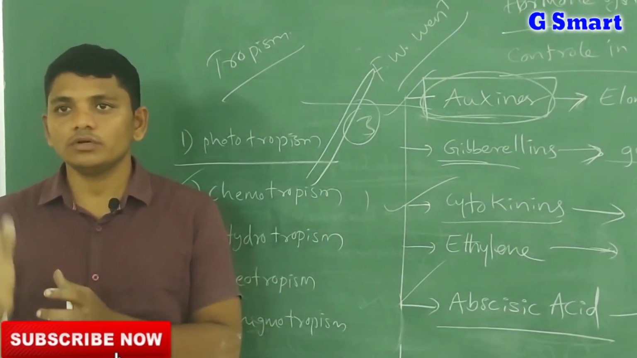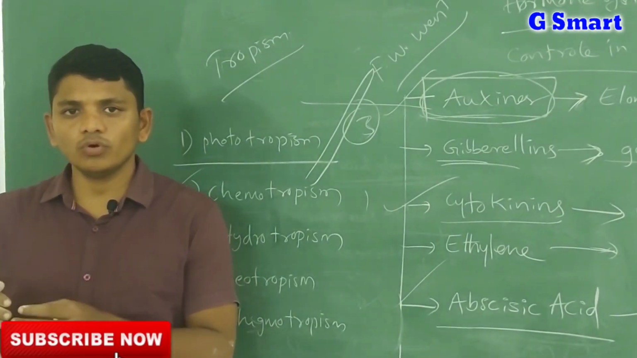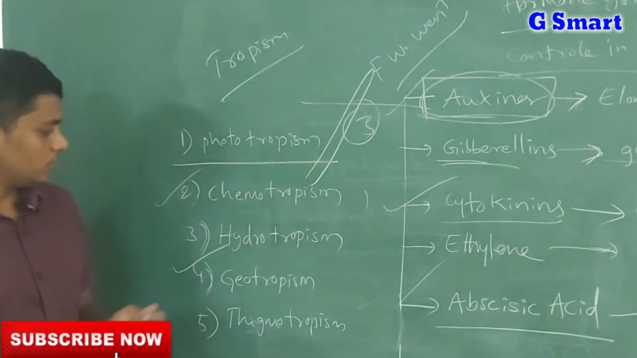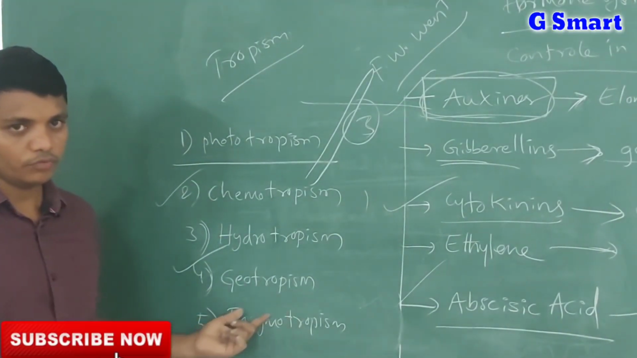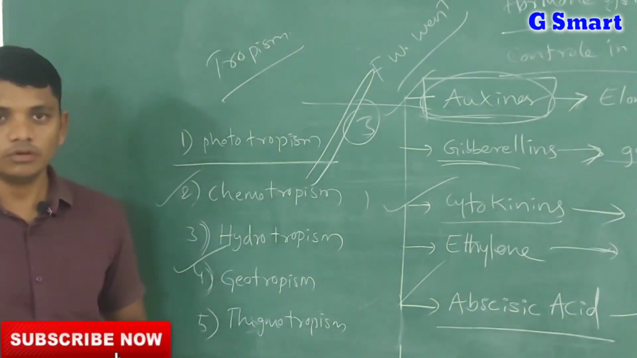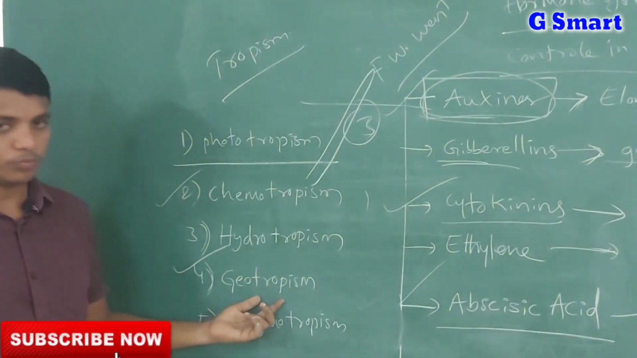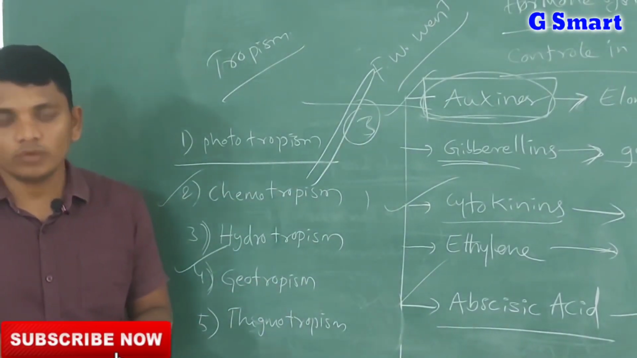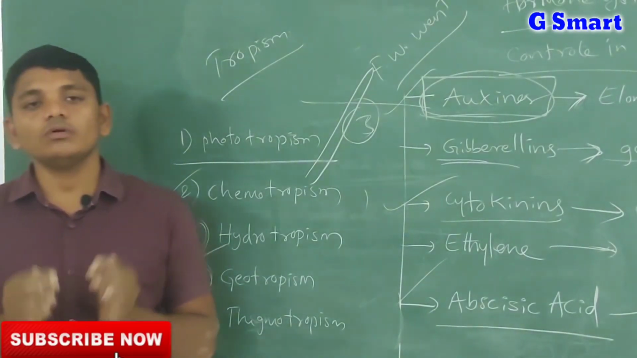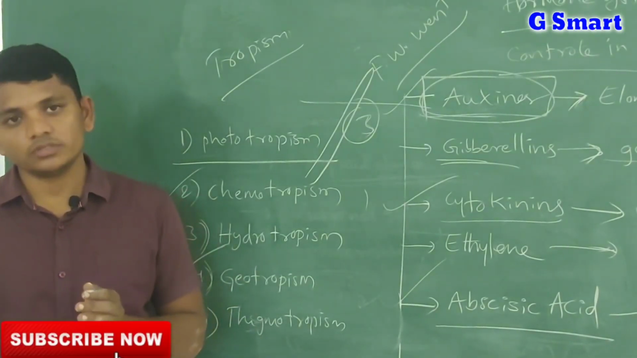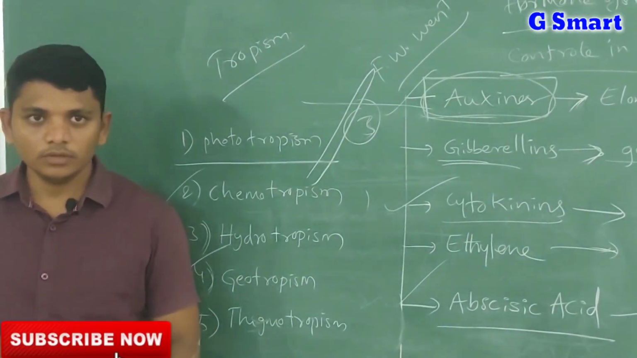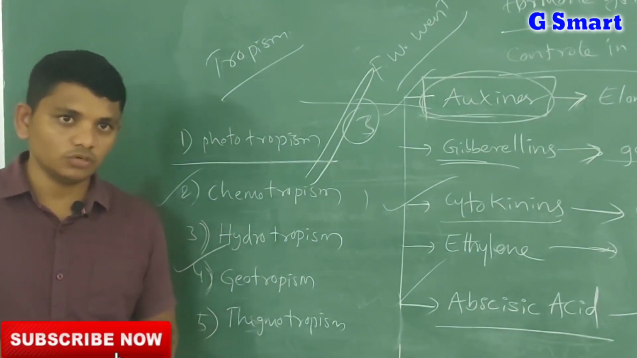The plant is growing towards the upward direction. In the same way, roots also grow inside the soil. So growth of the roots is due to geotropism, and this geotropism is caused by auxins. So auxins are promoting geotropism. Geotropism is nothing but growth of the roots towards the gravitational force.